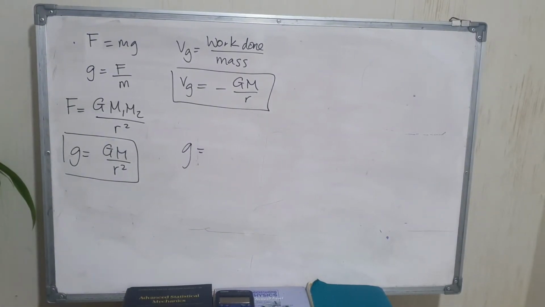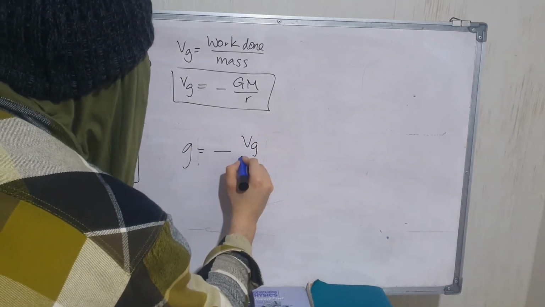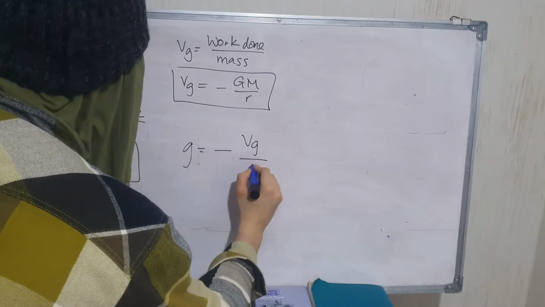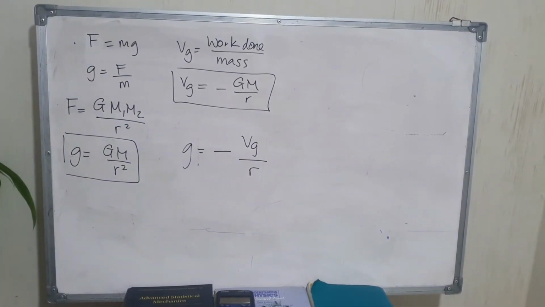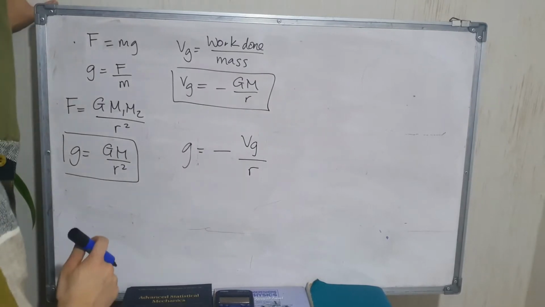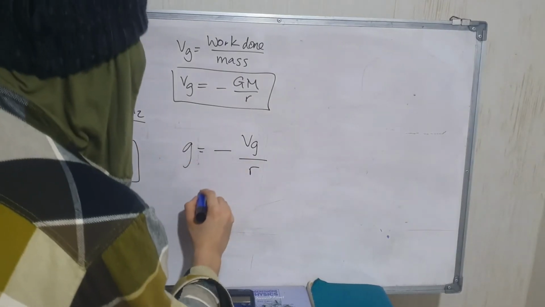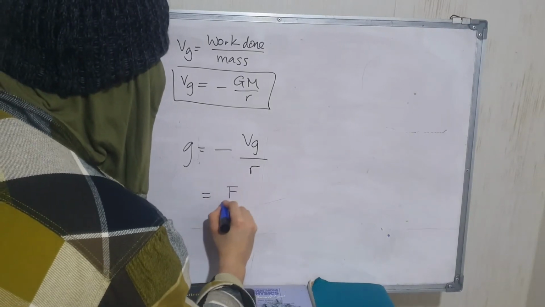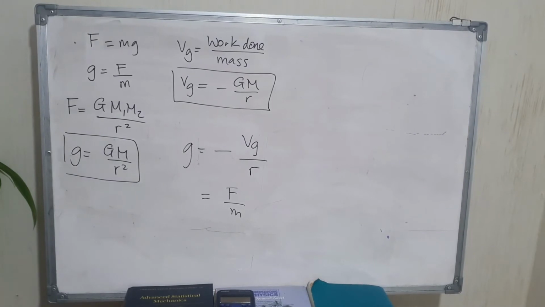So what's g in terms of Vg? It's minus Vg divided by r, isn't it? So it's minus Vg divided by r. And what is g? g is also equal to F divided by m. So now what do we do? Now let's just cross multiply and see what we get.